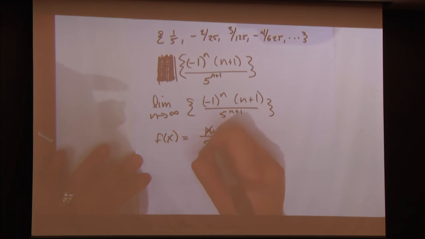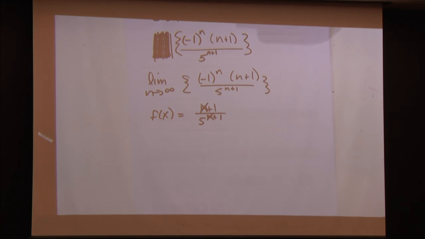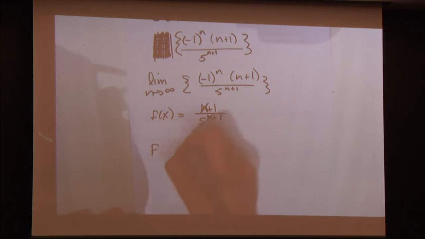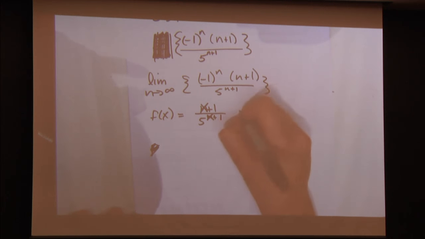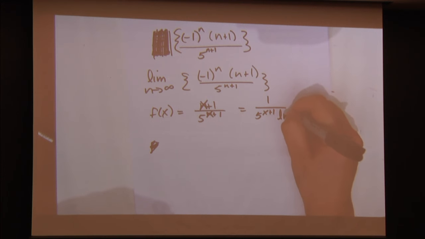These are x's. (x+1) over 5^(x+1). We want to take the derivative of that. So we want to do L'Hopital's on that. So then we take the derivative of the first, which is going to be 1, and then the derivative of the bottom, 5^(x+1) ln 5.